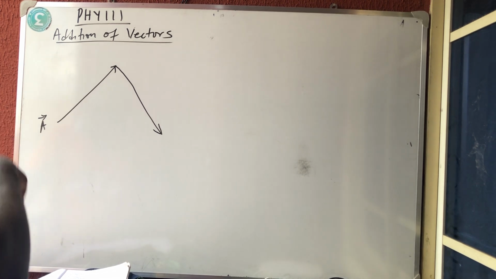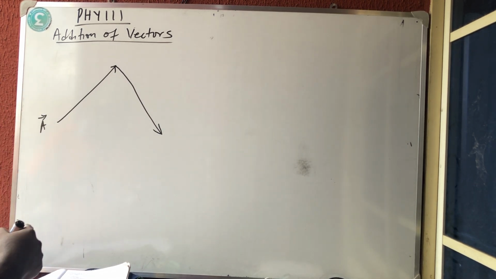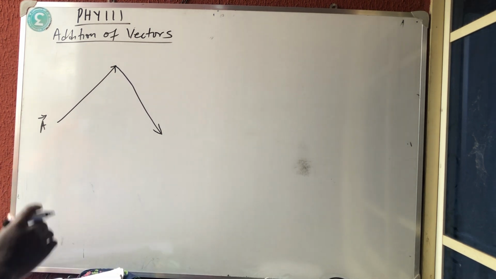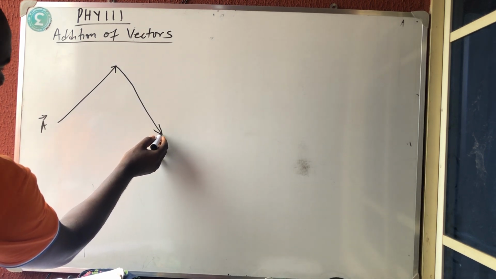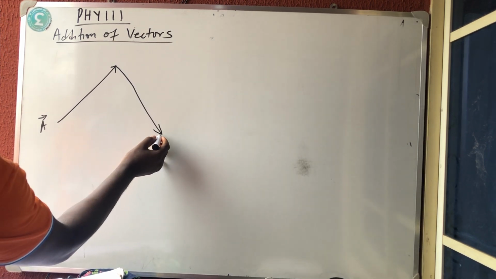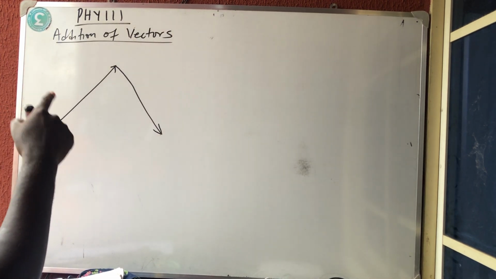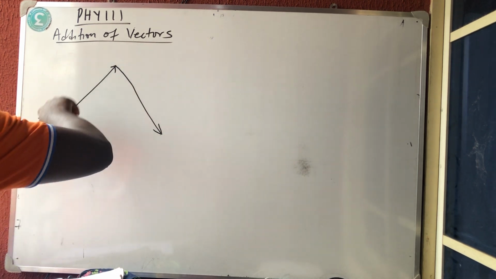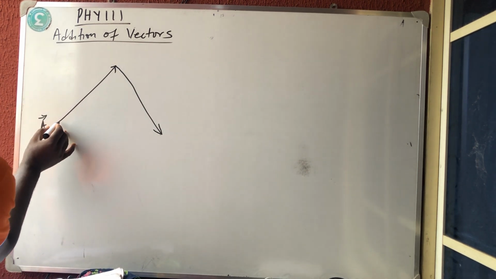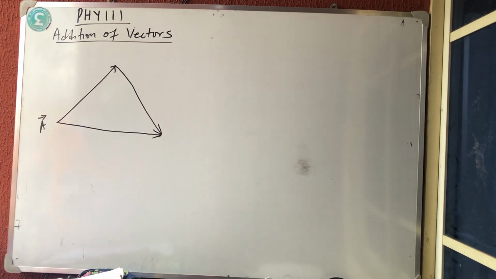Then the solution, the addition or the resultant, is the third vector. And how do you represent it? If you start from the tail to the head here, it means you are equally putting another vector. But if you want to get the resultant, meaning the solution, the addition of the two of them, the tail of this one will join to the tail of the first one, and the head of this one will join to the head of this.